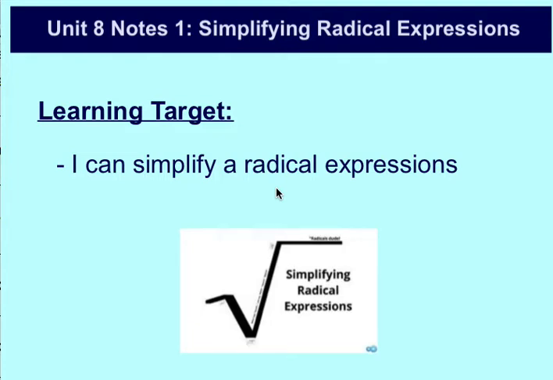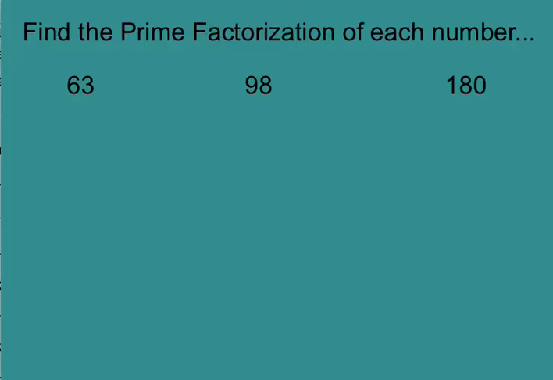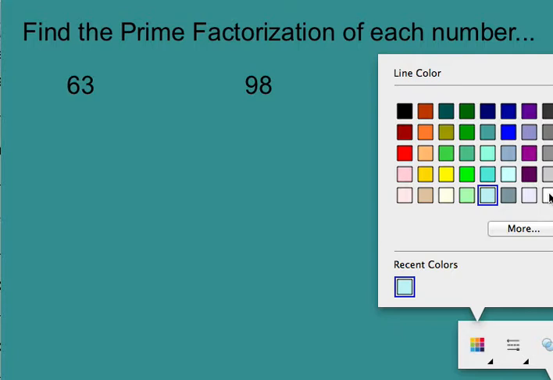Today we're going to be working on Unit 8, Notes 1. So we're going to be talking about simplifying radical expressions. So first thing I want to do is just review the prime factorization of numbers. When you do the prime factorization of numbers, what you're aiming to do is to break a number completely down so it is being multiplied by all primes.